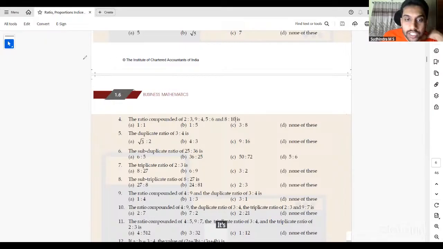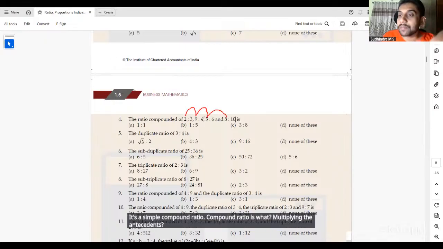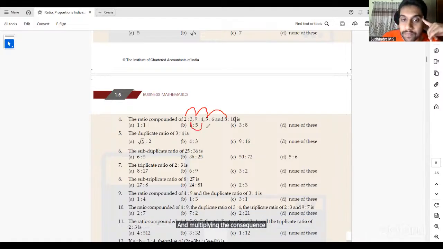It's a simple compound ratio. Compound ratio is what? Multiplying the antecedents and multiplying the consequents. 720 is to 720 is equal to 1 is to 1. Perfect. Yes. That's the answer.